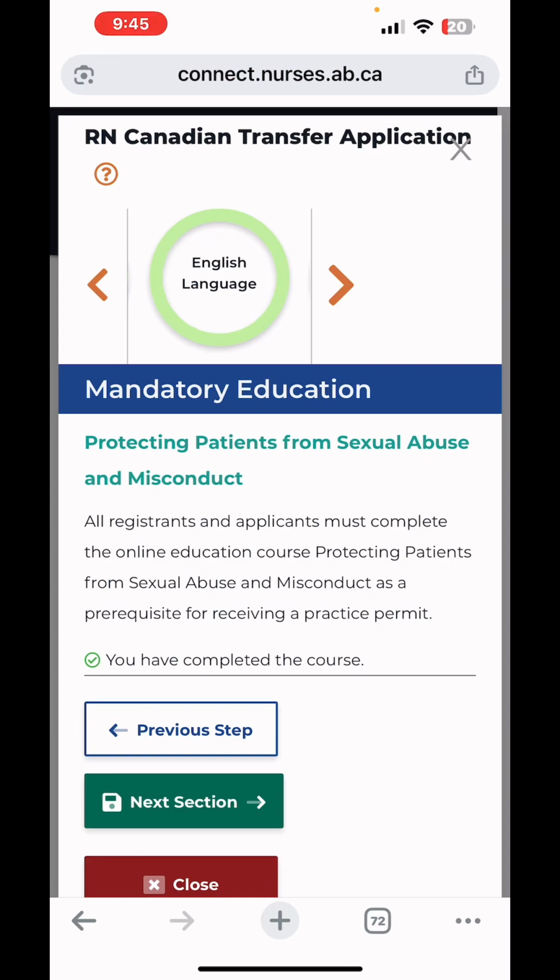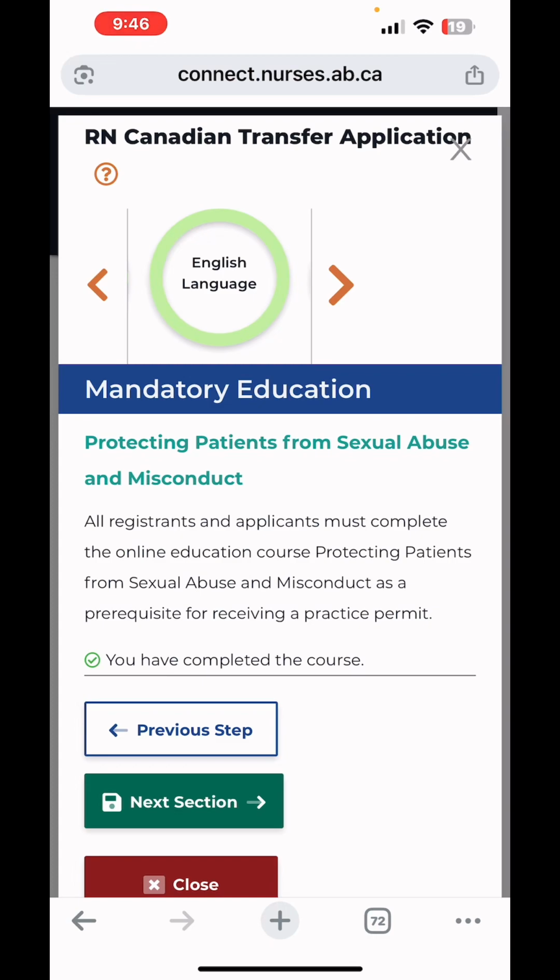Next thing, if you have completed a nursing education program of at least full-time study outside of Canada where the theory and clinical were provided in English. If in the past 5 years you have done any program outside of Canada and your college gave you a letter that your education was in English, you can submit that one.